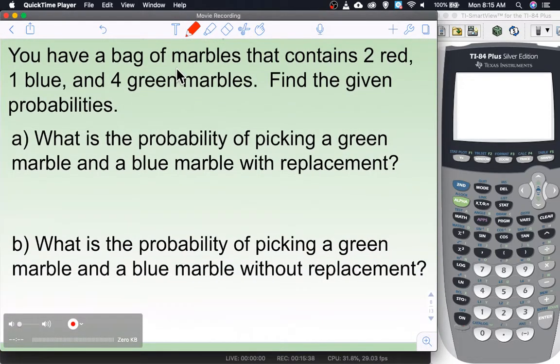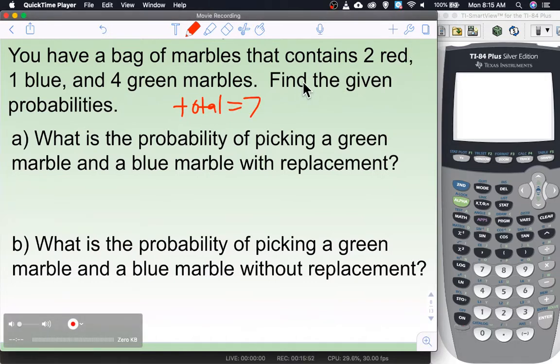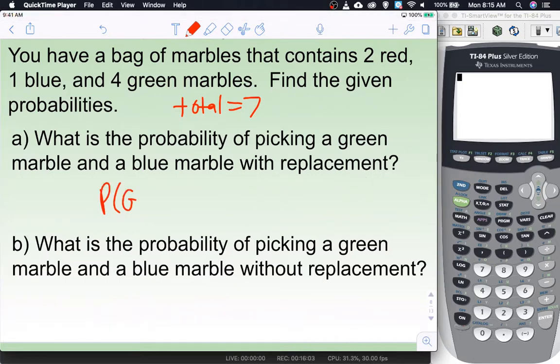You have a bag of marbles that contains 2 red, 1 blue, and 4 green. So that's a total of 7 marbles. Usually that's helpful to know. Find the given probabilities. What is the probability of picking a green marble and a blue marble with replacement? So I want the probability of green and blue with replacement.